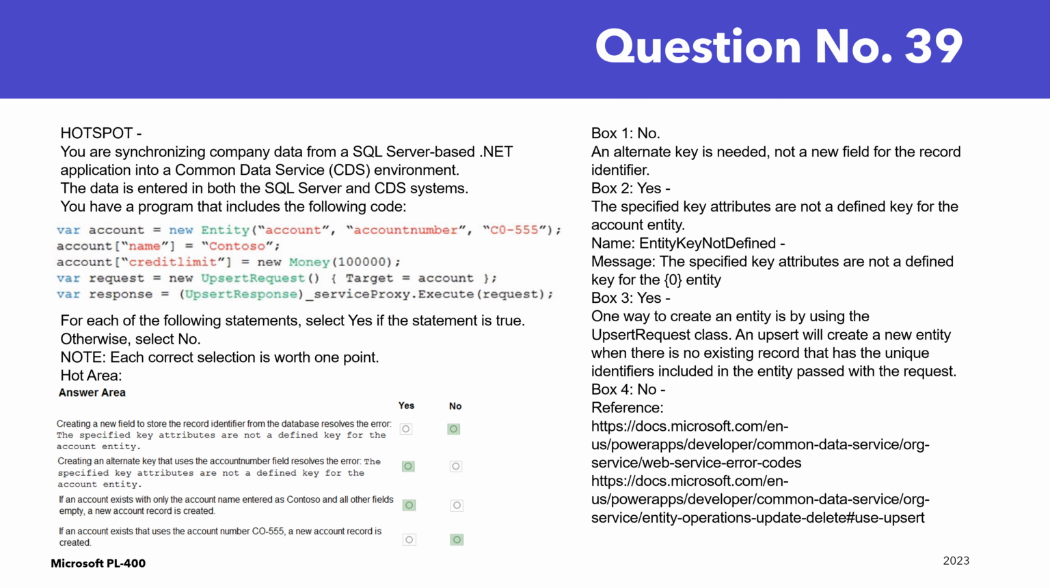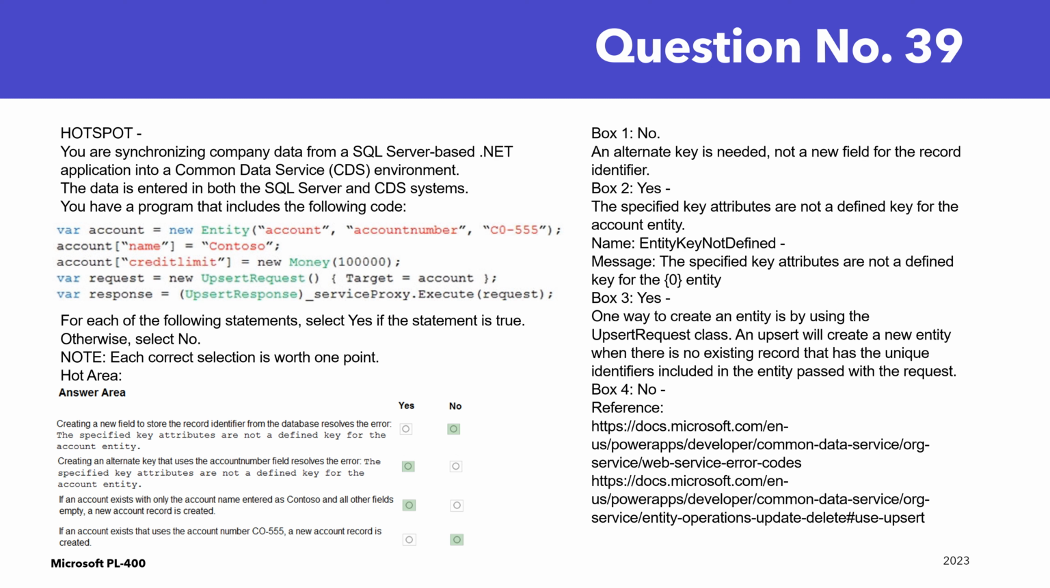Creating a new field to store the record identifier from the database resolves the error: the specified key attributes are not a defined key for the account entity. Statement: No. Creating an alternate key that uses the account number field resolves the error: the specified key attributes are not a defined key for the account entity. Statement: Yes.